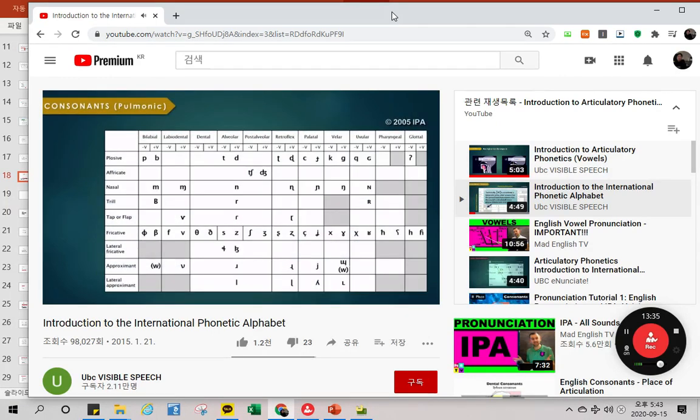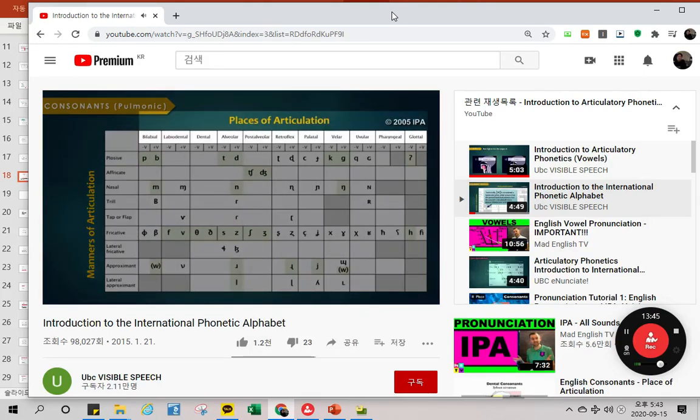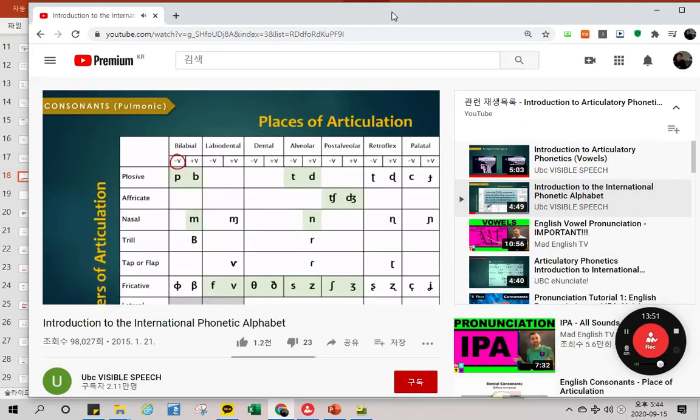Here you see the IPA chart for consonants, with the sounds used in English highlighted. On the leftmost column, we have the manners of articulation, while the topmost row represents the places of articulation. Within each of the boxes, IPA symbols representing voiceless sounds are placed to the left, and symbols representing voiced sounds are placed to the right.